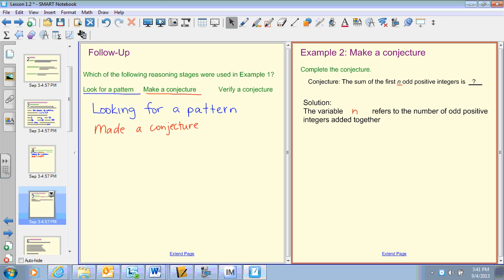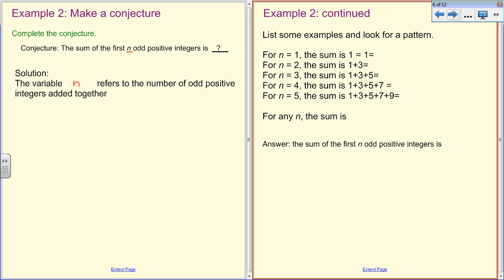So let's put this in a split screen and put it side by side and take a look at that. So we're going to list some examples and look for the pattern. So if we have one odd number, the sum is just 1. So 1 equals 1, which is 1 squared. If we take a look at the first 2 odd numbers, the sum is 1 plus 3, because those are the first 2 odd numbers, which is 4, and that's equal to 2 squared. If 3 is our n value, so we're adding 3 of these together, we get 9. 9 just happens to be 3 squared.